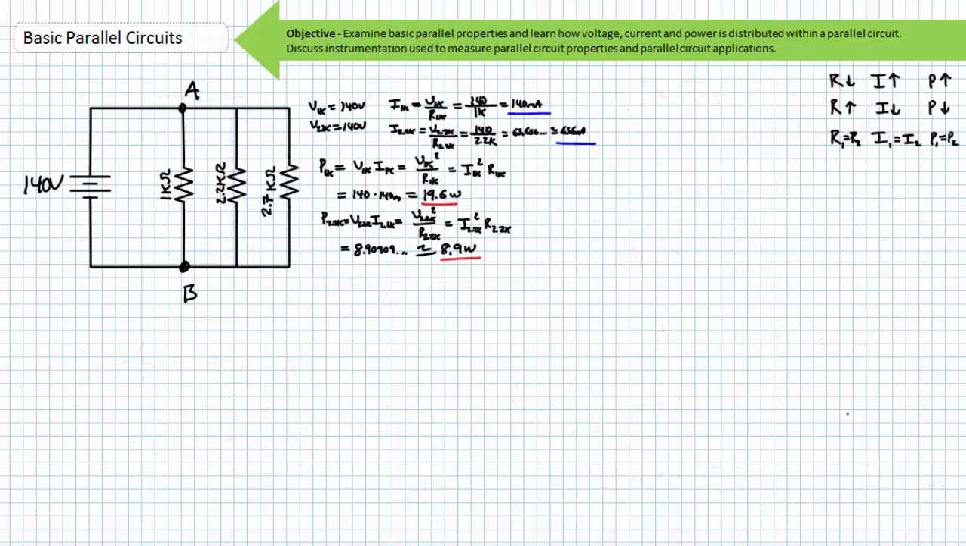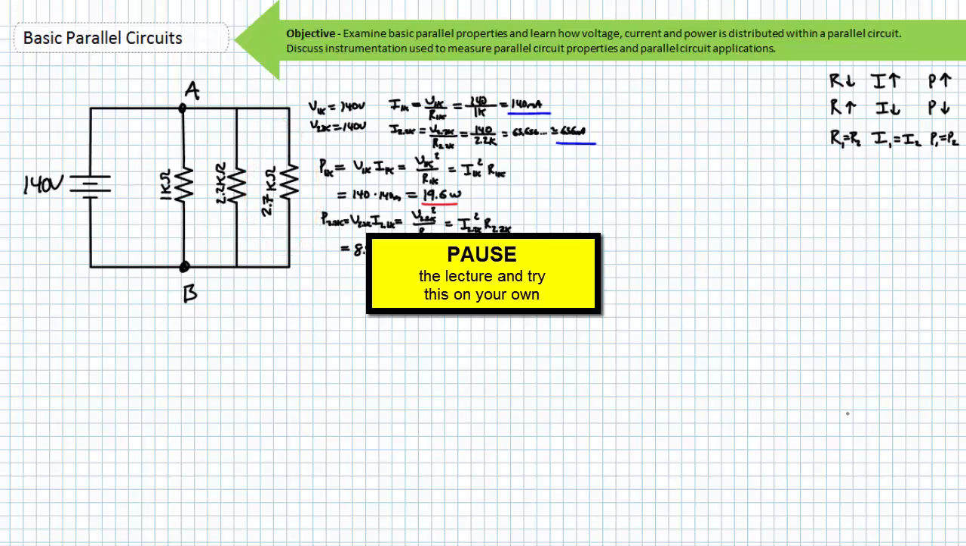This circuit analysis is all well and good until an additional 2.7 kilo ohm resistor saunters by and enters this parallel relationship. Pause the lecture and ponder this simple question. Does source current go up or does source current go down? Take your time and think about this. Remember, this is not a series relationship. This is a parallel relationship.